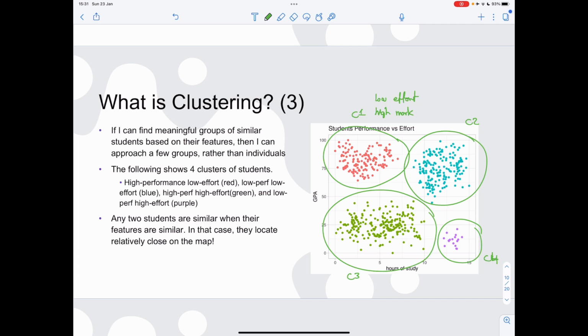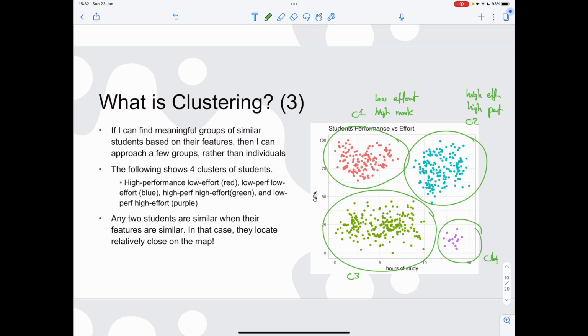C2 are high effort, high performance or mark. These are very good students. They have invested hours in this module and they got the reward at the end with a high performance.